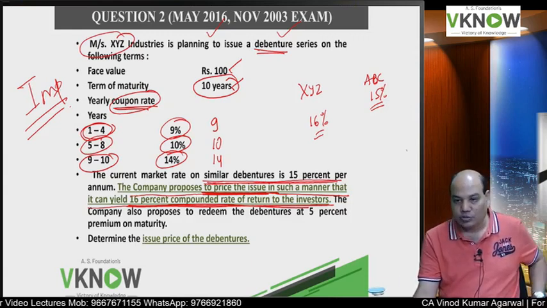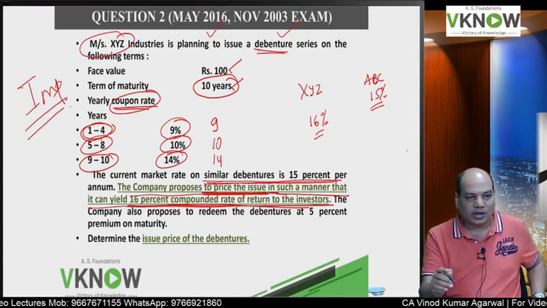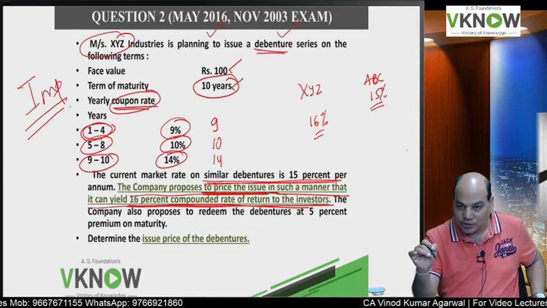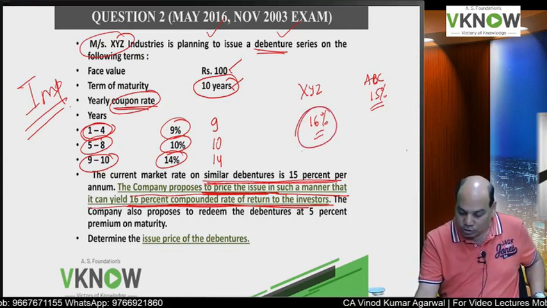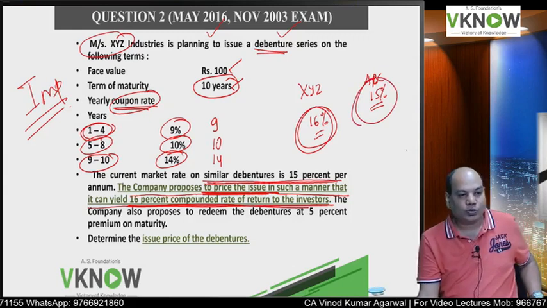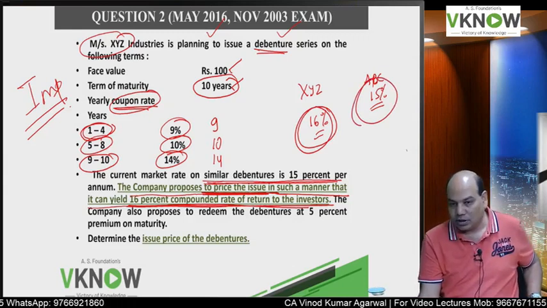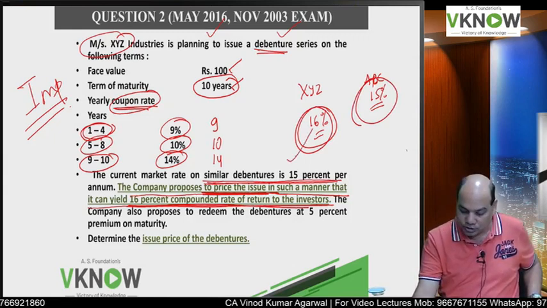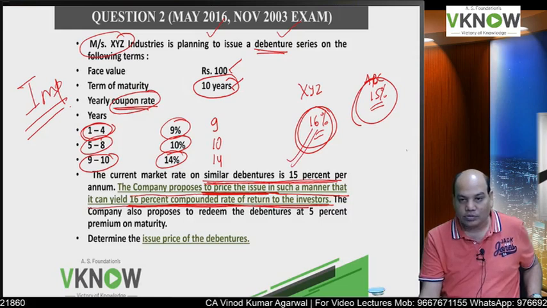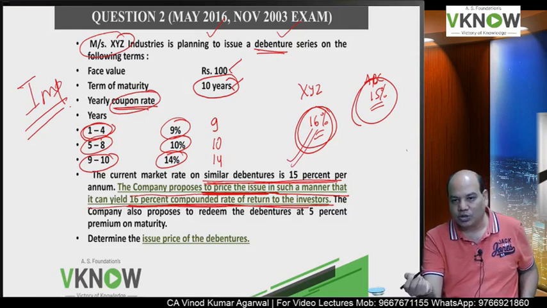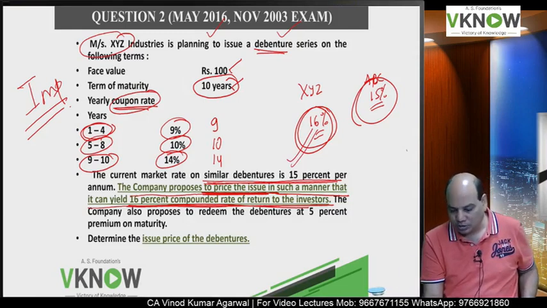So my question to this batch of highly talented students is: to calculate the present value of the bond, are you going to use 16% discount rate or 15% discount rate? Please reply. 16. One student in class saying 16. Other student also 16. Very good. This company will price the bond to give 16% return. So I am going to discount future cash flow by 16%.